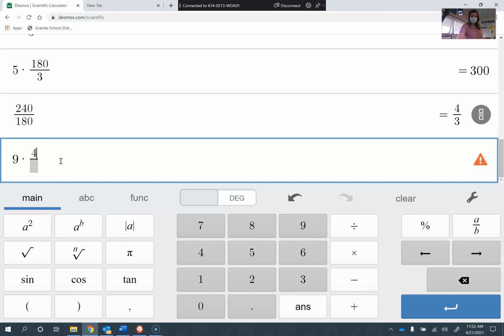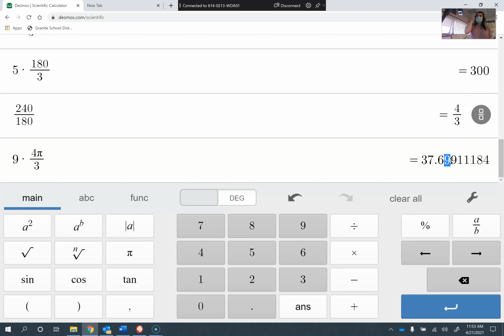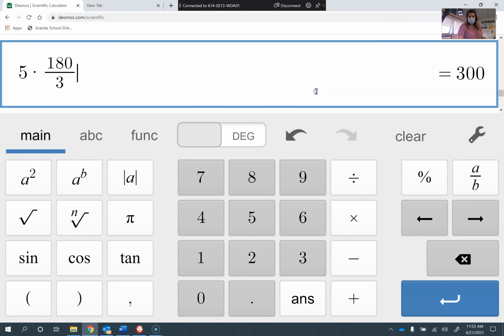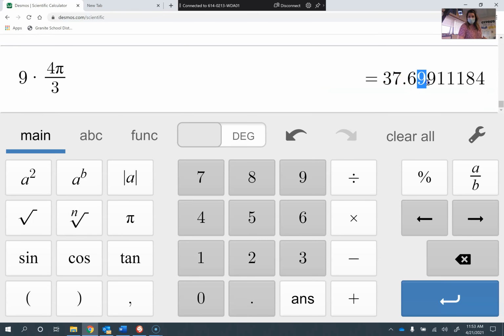The pi button is next to my keypad. I'm going to arrow down, hit 3, and then we're going to round this to 1 decimal place. So I have the number that we're using. This 9 we use to round up or stay the same. So we're going to round up to 37.7. Our final answer here is 37.7.